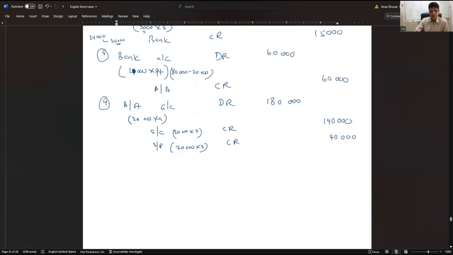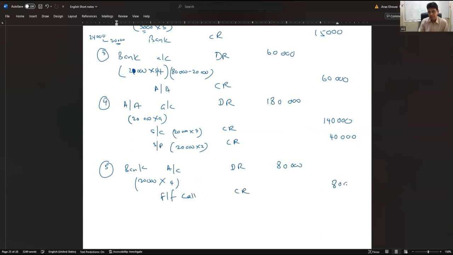Then finally, what we need to do is record the first and final call. The bank account should be debited 20,000 times 4, which is going to be 80,000. And the first and final call account should be credited with 80,000.